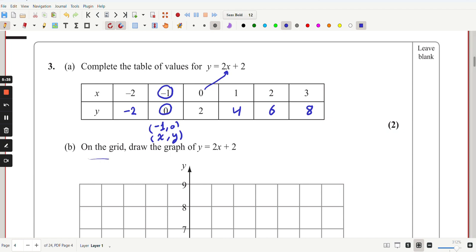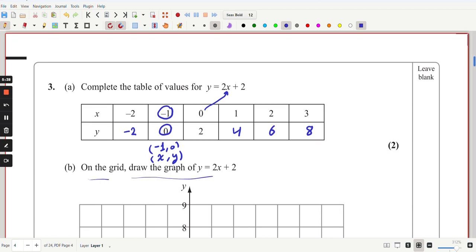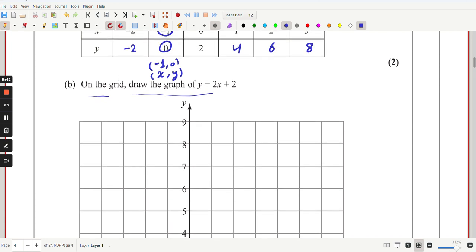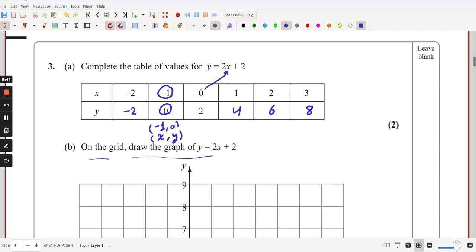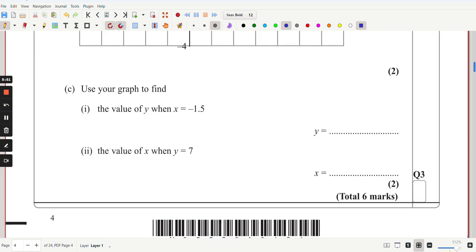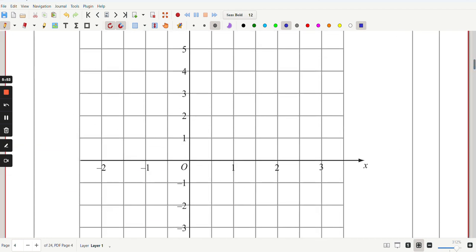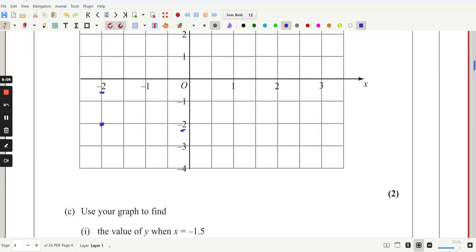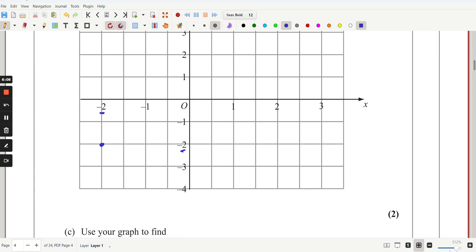On the grid, draw the graph. We are going to draw the graph on the grid here. So the first point here is minus 2 and minus 2. Minus 2 on x and minus 2 on y. So down here on the grid, where is the minus 2 on x? Here, minus 2 on x, minus 2 on y here. They will meet at this point. Second point is minus 1 and 0, minus 1 is x, so it's here.